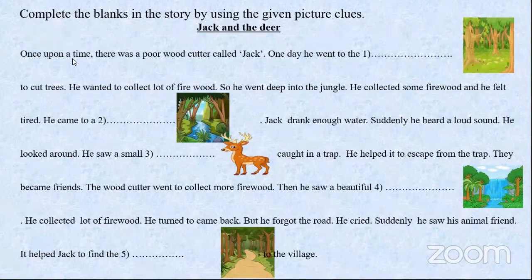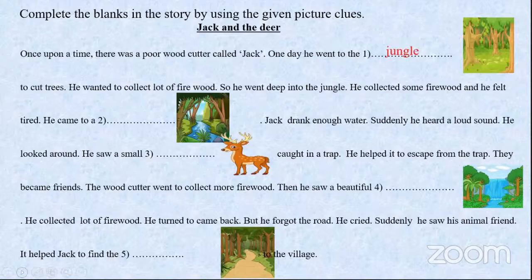Right. Once upon a time, there was a poor woodcutter called Jack. One day he went to the jungle. So we can see a picture of a jungle or a forest. So for the first answer, we can take jungle and forest also correct, right? Both answers are correct. Jungle or forest. He went to cut trees.